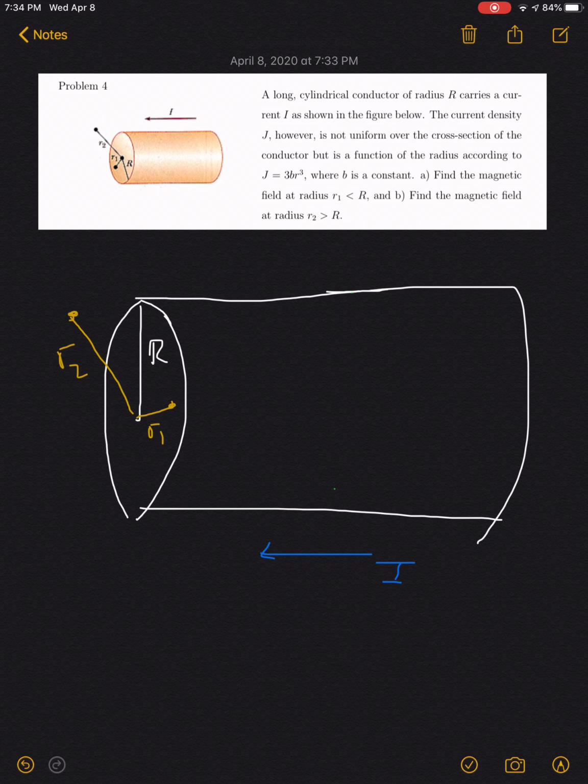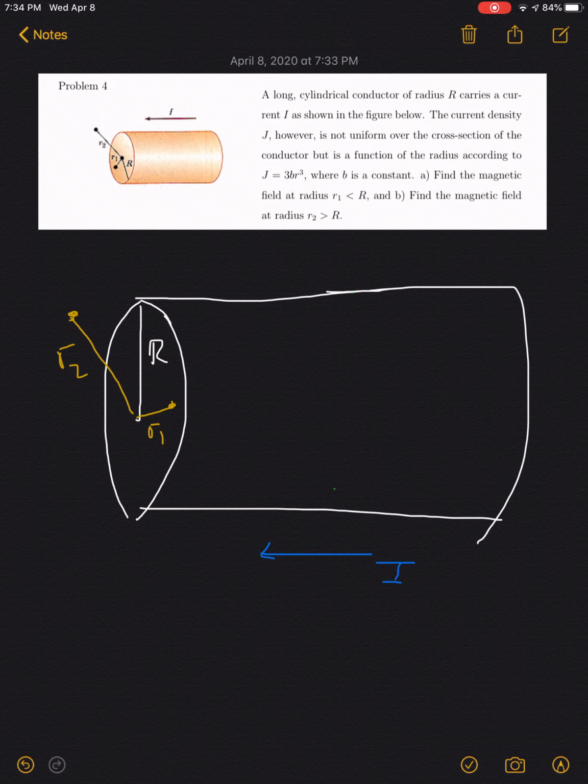So here we have a problem. A long cylindrical conductor of radius r carries a current I as shown in the figure. I've redrawn it right below that so I could mess around with it. Part A is to find the magnetic field when we consider radii within the cylinder, and part B is find the magnetic field when the radius is outside of it.